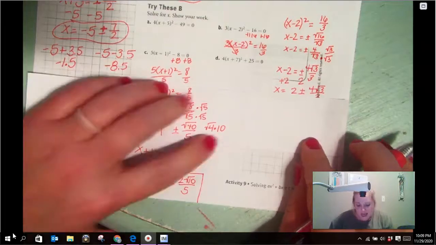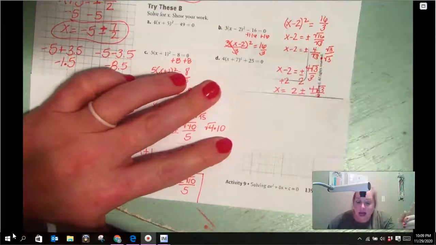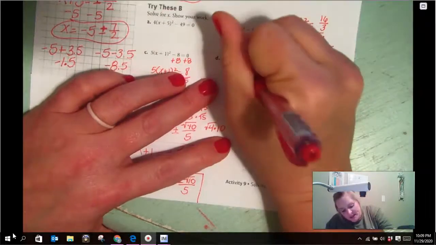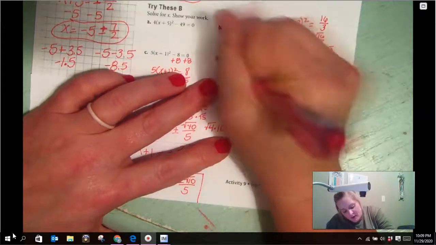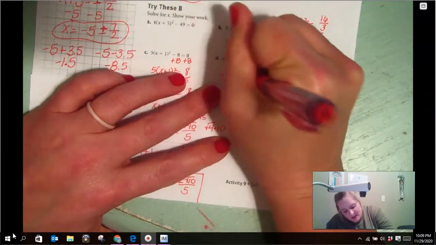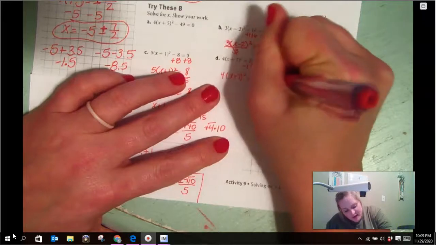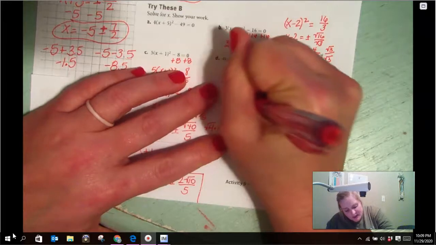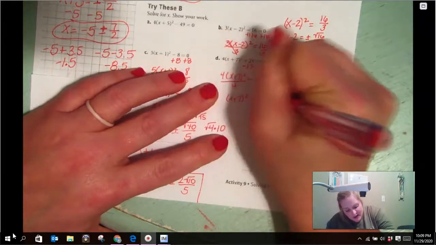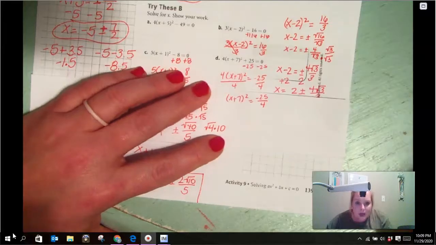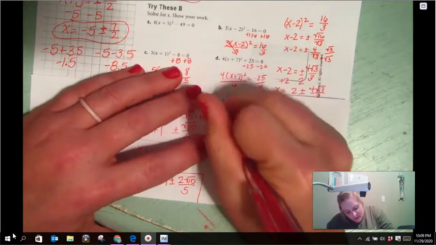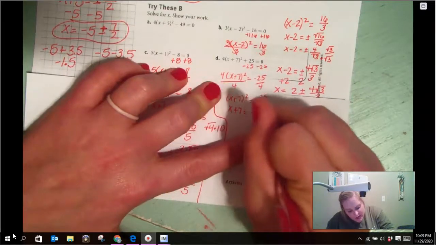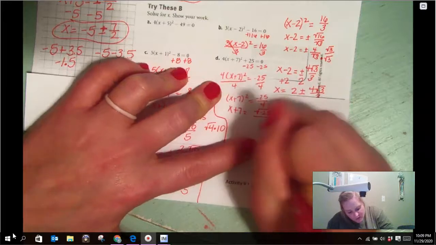Okay, last but not least, and this is the last problem for the day. So one more, press pause, work it out, come back to it. I'm going to subtract 25. 4(x plus 7) squared equals -25. Divide by 4 on both sides. (x plus 7) squared equals -25 over 4. I'm going to take the square root of both sides. So that's going to be x plus 7 equals the square root of -25 over the square root of 4.